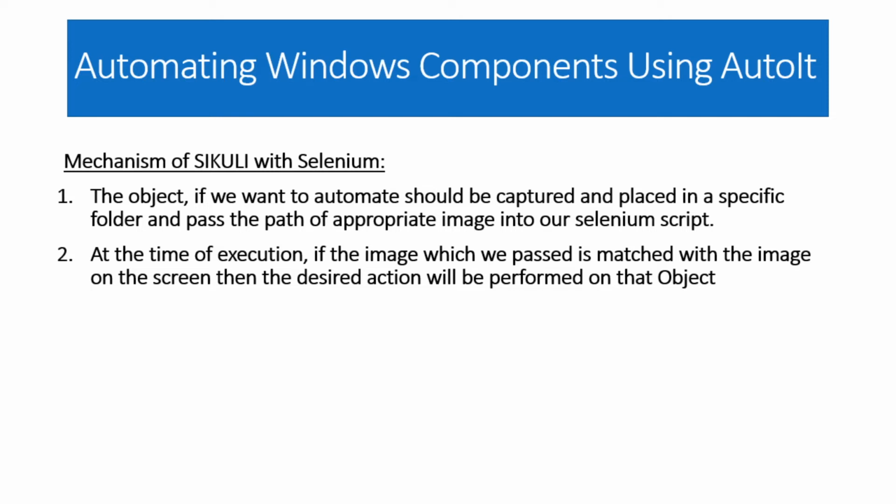The next line here is, at the time of execution, if the image which we passed matches the image on the screen, then the desired action will be performed on that object. For example, I captured one image from the UI, and I pass its path inside our Selenium script. During execution, the image we passed is matched with the image present on the UI, and then with the help of Sikuli it is going to perform the desired action on that particular object.